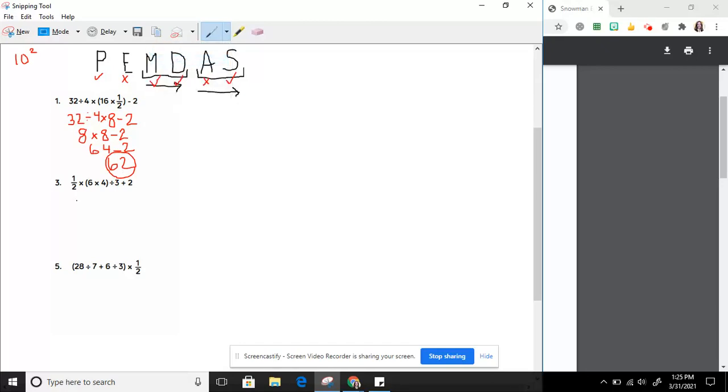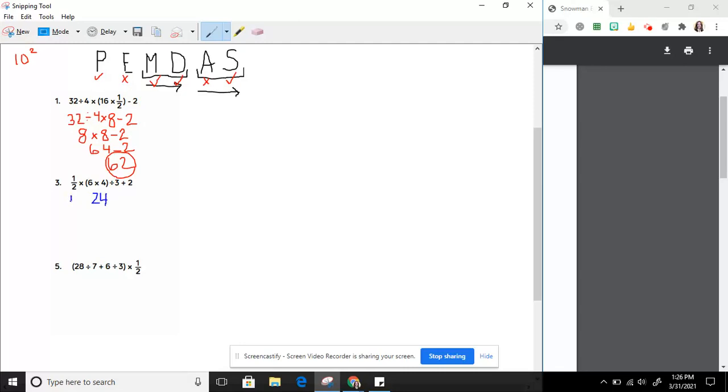Let's do another example. Number 3. 1/2 times 6 times 4 divided by 3 plus 2. Okay, again, we're going to use PEMDAS, parentheses, exponents, multiplication, division, addition, subtraction, to solve this equation. So we start with P for parentheses. Is there any parentheses? There are. 6 times 4 is in parentheses, so we're going to solve what's in the parentheses first. 6 times 4 is 24.